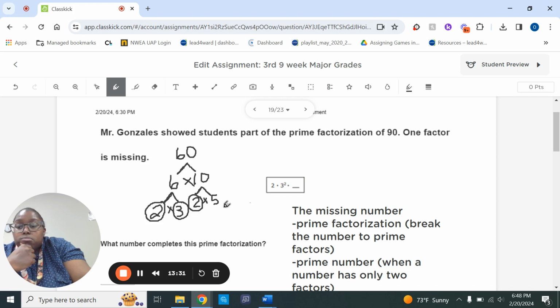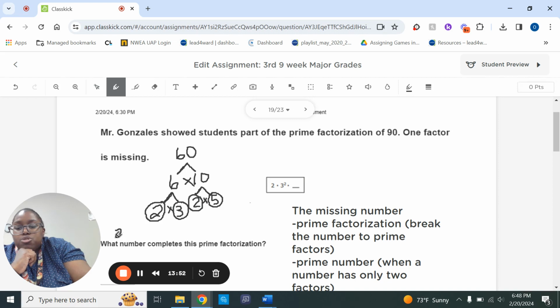5 times 1. And unless I want to use a decimal, there's nothing else I can use to get 5. Or if I want to use a fraction, which I can't use either. So here are my prime numbers, 2, 3, 2, 5. Now remember, when you're doing prime factorization, you write it from smallest number to biggest number.